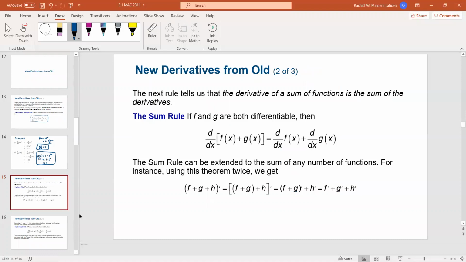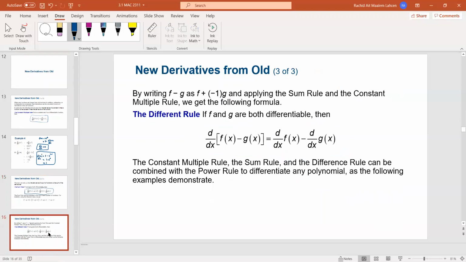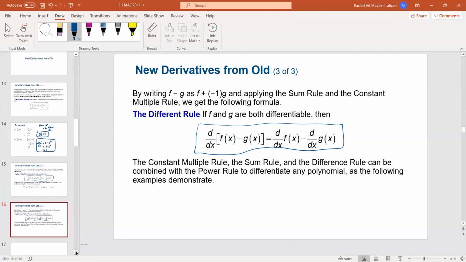The sum rule. The derivative of the sum is the sum of their derivatives, right? And so forth if there is more than one. The derivative of a difference is the difference of their derivatives. That's not a problem there.